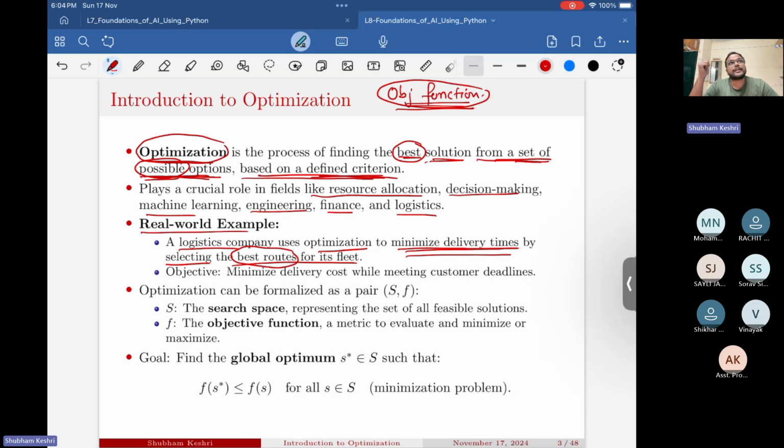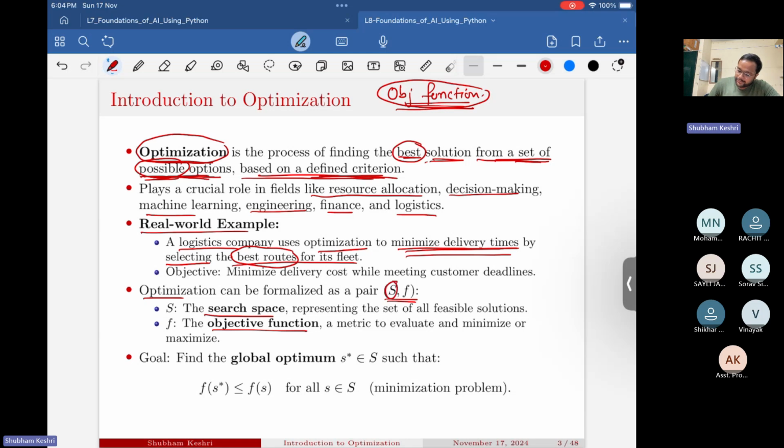The example in the first class which we saw, the Chinese postman problem, was an optimization problem where the objective was to minimize the cost of traveling or the distance traveled by the person, and the constraint was that he has to travel all the routes. So that was a constraint. Okay. So an optimization problem can be formulated as a pair S comma F, where S is the search space, I will let you know what a search space is, and F is the objective function.